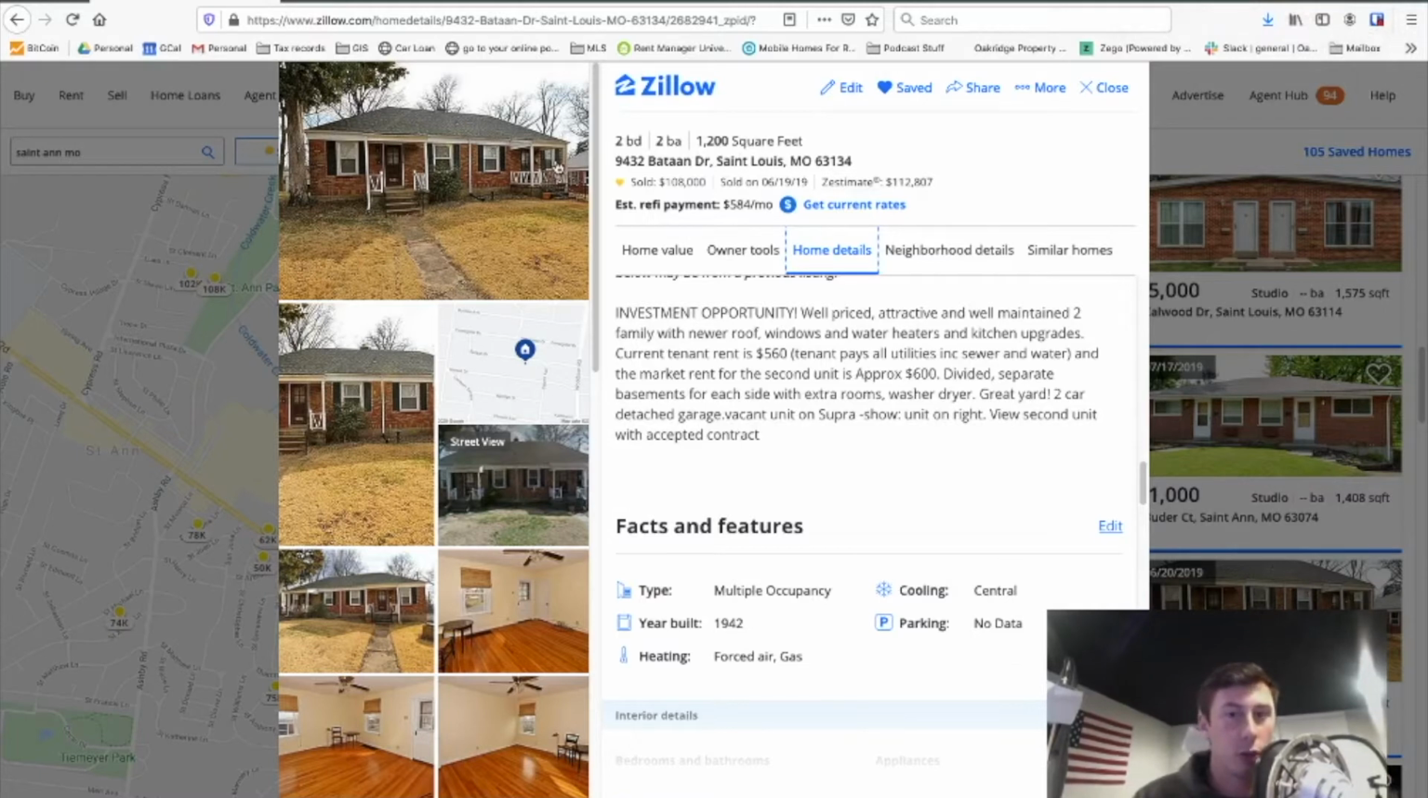So I'm on Zillow right now and I found a 2-bedroom, 2-bath duplex. I'm going to show you how I would do a quick and dirty analysis on this. I'm not a pro at this.